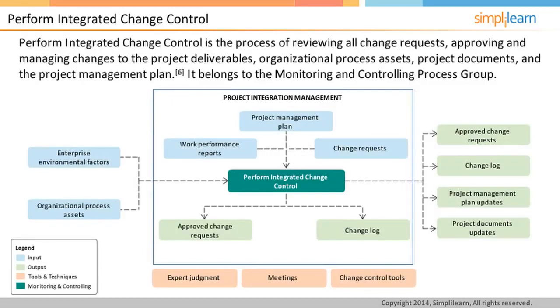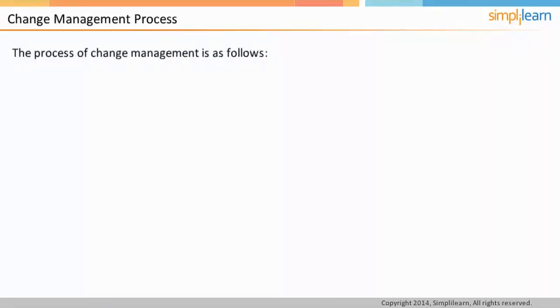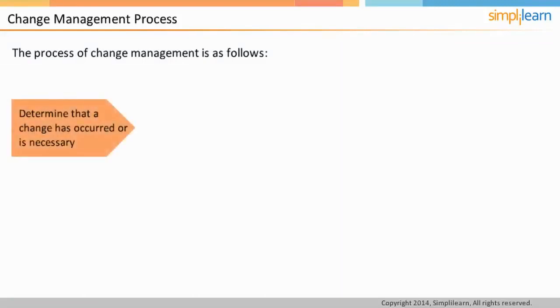Now, let us look at the process of change. First, the project manager should determine that a change has either already occurred or if the change is necessary. One of the important qualities of a good project manager is that they will push back on unnecessary changes. The next step is to evaluate its impact on the project in totality. The team needs to understand what would be the impact on the time, cost, quality, risk, resource requirements, and so on.